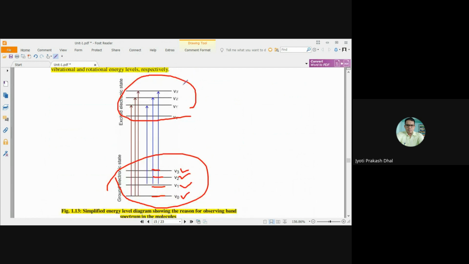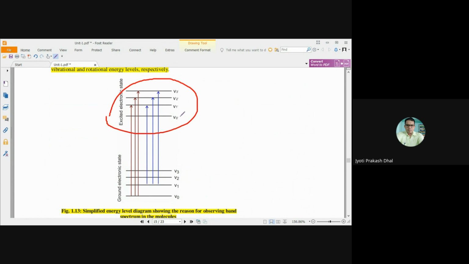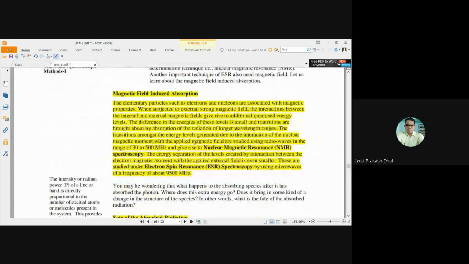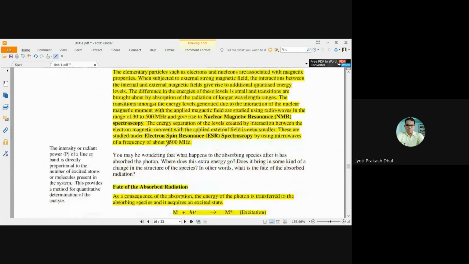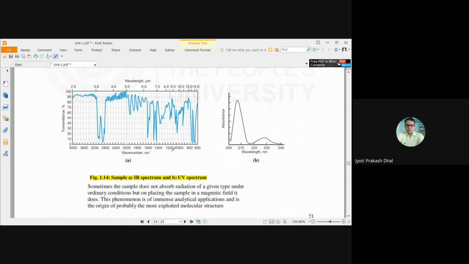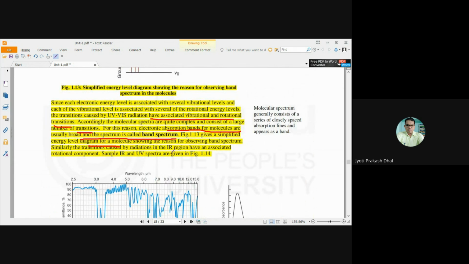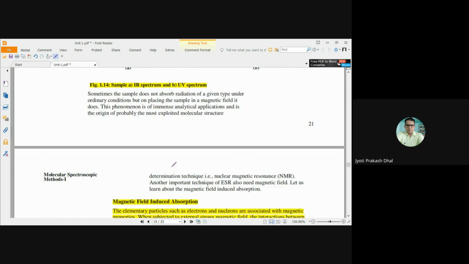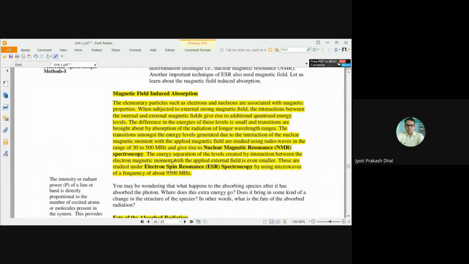And similarly, within the excited electronic state, there will also be different vibrational energy levels. So within the excited electronic state, this is the ground vibrational energy level, this is the first excited vibrational energy level, this is the second excited vibrational energy level, and so on. So here we have discussed UV visible spectra, then IR spectra, and then microwave spectra. Now apart from that, some other types of spectra are there.